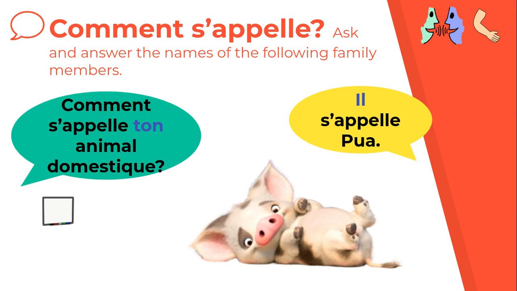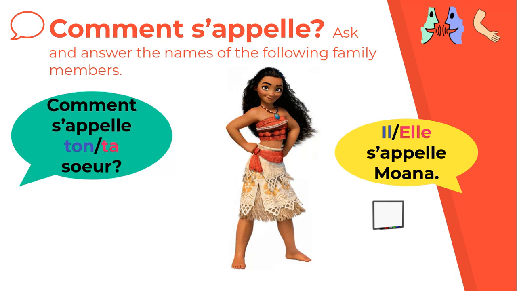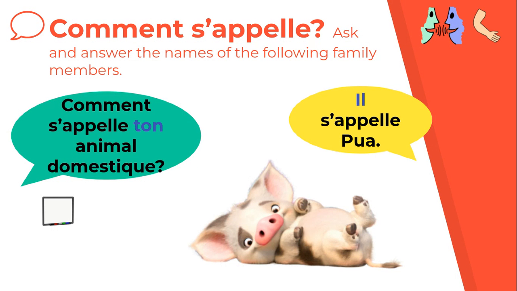So if you're the elbow partner closer to the smartboard, you're going to ask comment s'appelle ton animal domestique? And your partner is going to answer il s'appelle Pua. And then you're going to switch. And we'll ask comment s'appelle ta sœur? And you're going to answer elle s'appelle Moana. Okay? Alors, comment s'appelle ton animal domestique? Il s'appelle Pua. 3, 2, 1, go.